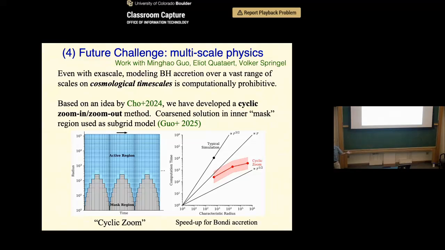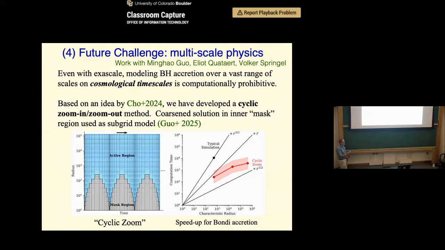And so based on an idea from a student here at Harvard, and then a student at Princeton, Minghao Guo, has been working with us, and Elliot Quataert and Volker Springel are involved in this as well, to try to accelerate this using something we call the cyclic zoom method. Suppose you start from a mesh that's spanning these 5 orders of magnitude in scales I mentioned, from the Bondi radius all the way down to the horizon. Your time step there is minuscule, very slow.